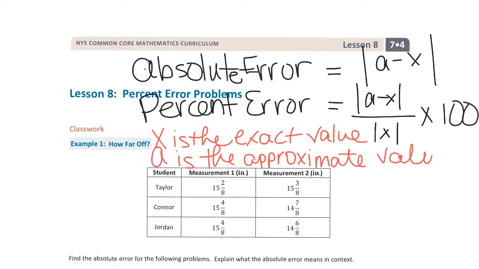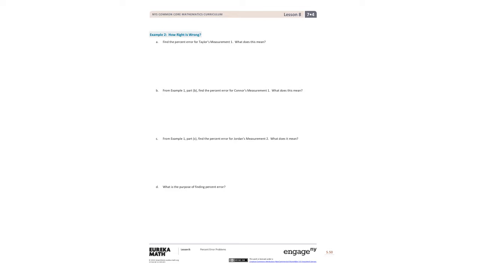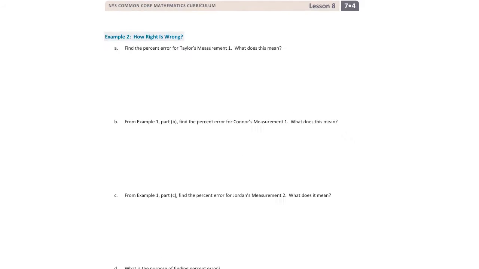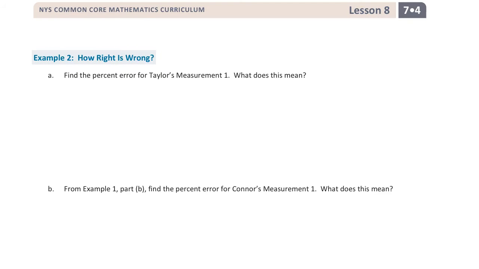So you want to make sure you write those down before you continue on. So if you don't have them written down yet, go ahead and pause it until you have them written down. So here we're going to look at how to find the percent error. So how right is wrong.